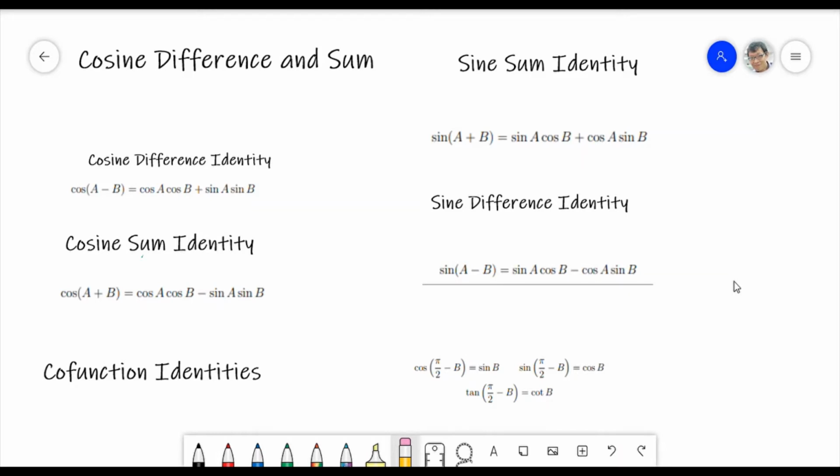Hello everyone. In this session we go to the algebra part of trigonometry, calculating the summation of two angles for sine and cosine, and another identity formula. Okay, so let's look directly at this one.